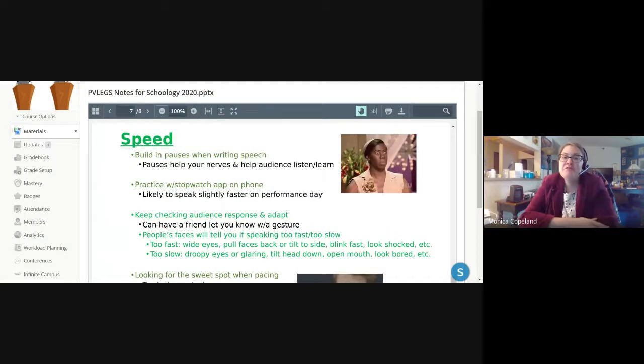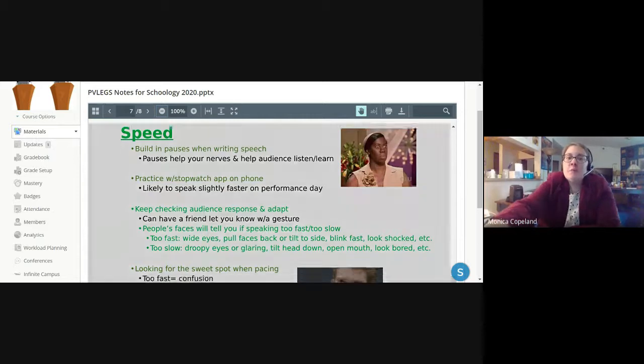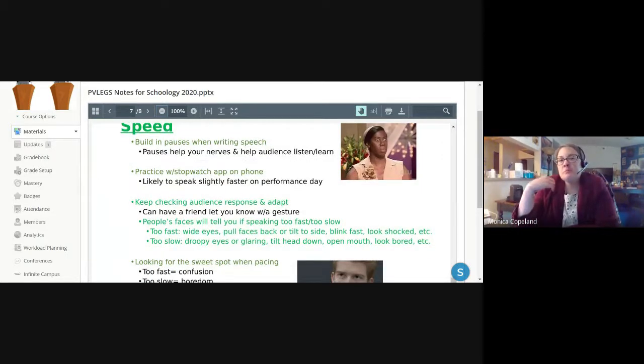All right. And then the final PVLEGS term is speed, also known as pace. So a couple tips for this. Build in pauses when you write your speech. And by that, I mean literally write pause in all caps when you're writing it, because that way you know you have them in there. You've consciously added them. So you're not going too fast.